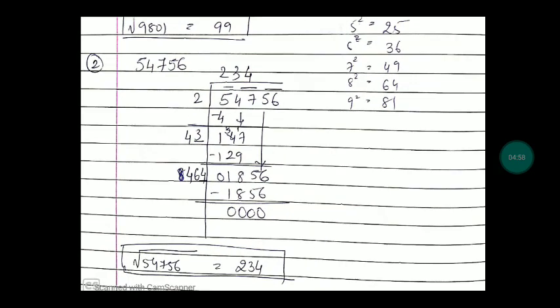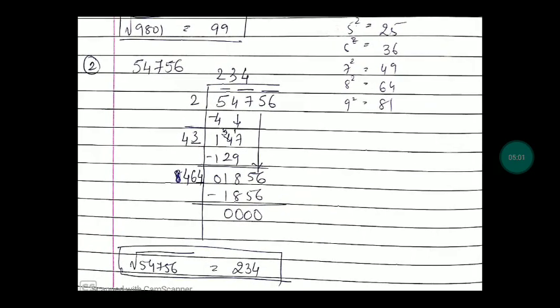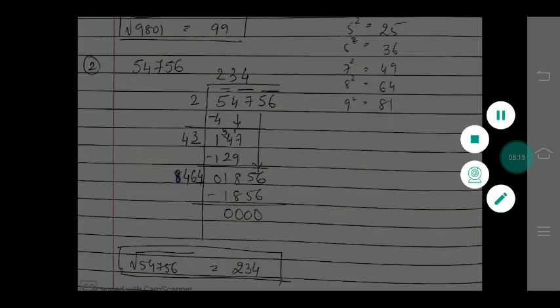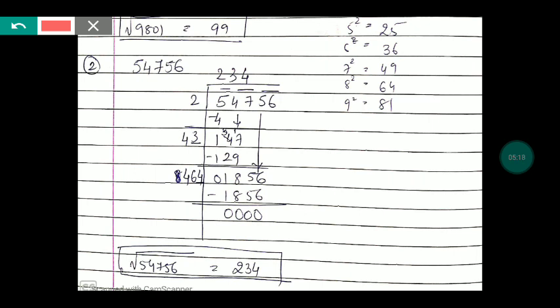Now we move on to the second sum. You have to find the square root of 54,756. Quite a large number, right? So it is not possible to do it with the prime factorization method. So here again we are going to do it with the long division method. Now the first step is grouping the numbers from the last. So here 56, 47 and 5. Here you can see the grouping made.